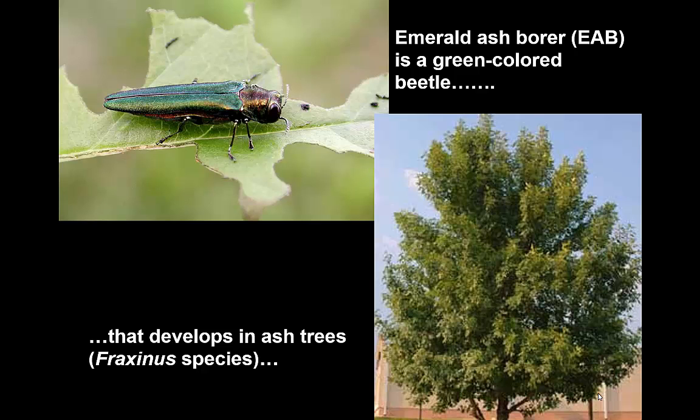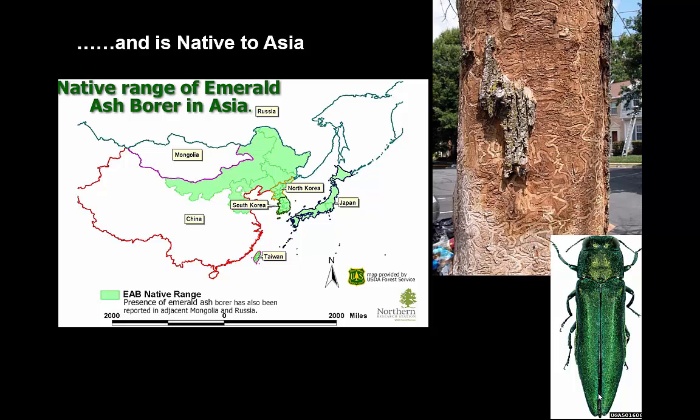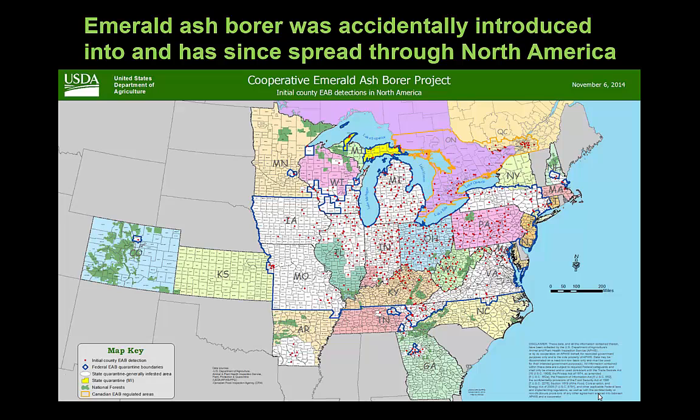Ash trees, meaning the genus Fraxinus. So we're talking green ash, white ash, which are quite commonly planted as street trees and in yards and parks here in Colorado. It is native to Asia and was introduced accidentally into the United States, probably on packing material or some other wood item that contained living stages of the larvae, and was first detected in the United States in 2002 in the Detroit area.